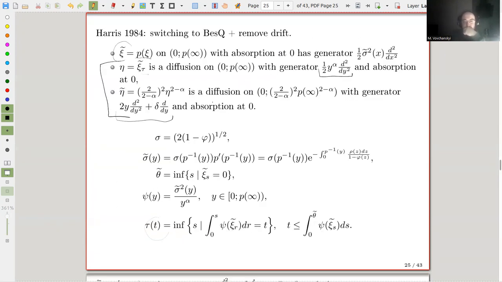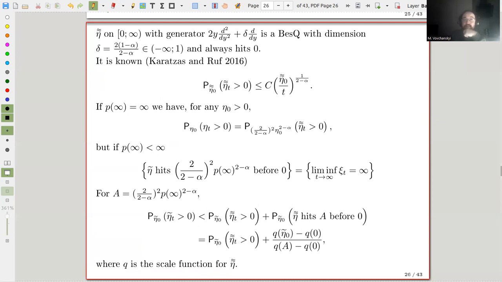The only problem here is that this is our transformed Xi, but it lives on this interval. And this actually can be finite, while the squared Bessel process lives on R plus. The dimension delta is how it's defined. Then we almost have what we needed. And if the scale function at infinity is infinity, we immediately get our estimate, almost immediately.